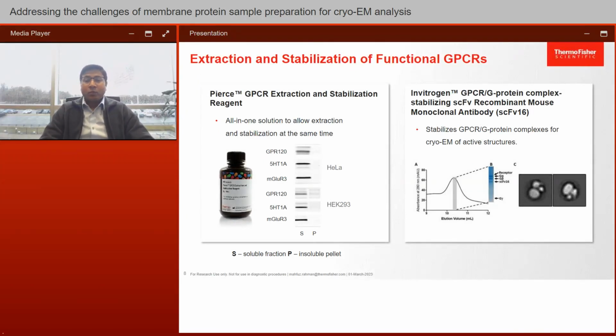So GPCRs are one of the important drug targets, and in many cases, the receptors are not functional after extraction and purification in detergent. After screening various detergents and stabilization agents, we offer an all-in-one solution to extract the GPCR, also ensuring the protein is functional. The reagent demonstrates an excellent extraction profile from both cell and tissue sources. We also offer an antibody that could be used to stabilize the GPCR-G protein complex in the active state.